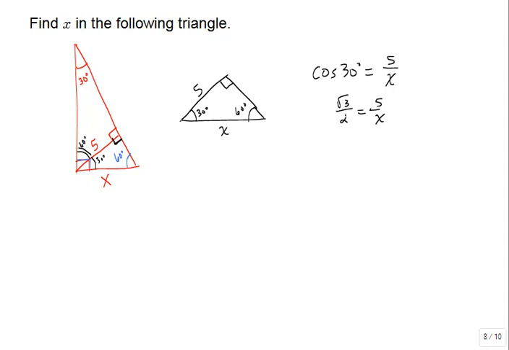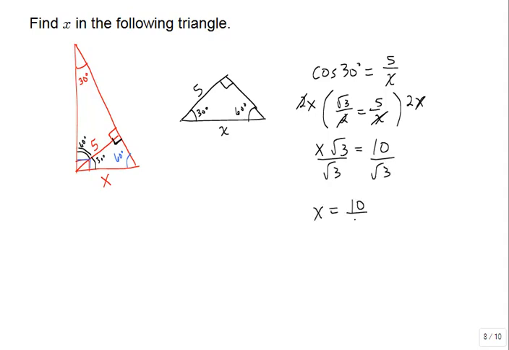And now how do we solve this for x? Well, my two denominators are 2 and x, so let's multiply both sides by 2x. The 2's cancel on the left side, giving me x root 3. The x's cancel on the right side, giving me 5 times 2 or 10. And if I divide both sides by root 3, we get x equals 10 over root 3. If you rationalize that, that becomes 10 square root of 3 over 3. So both answers are fine with me. I don't really care so much if you rationalize your denominator or not, but some instructors do require it.